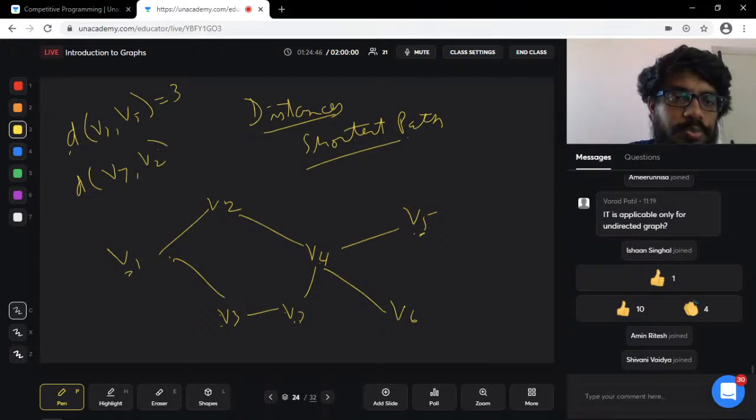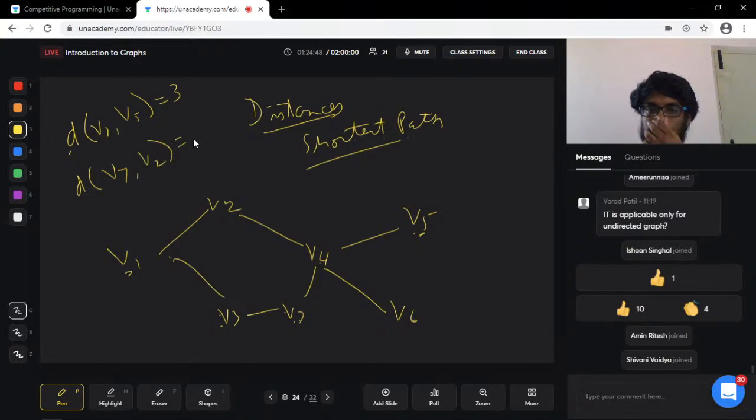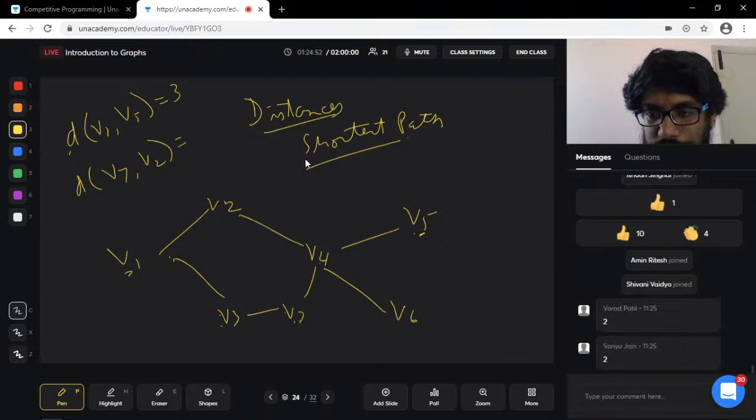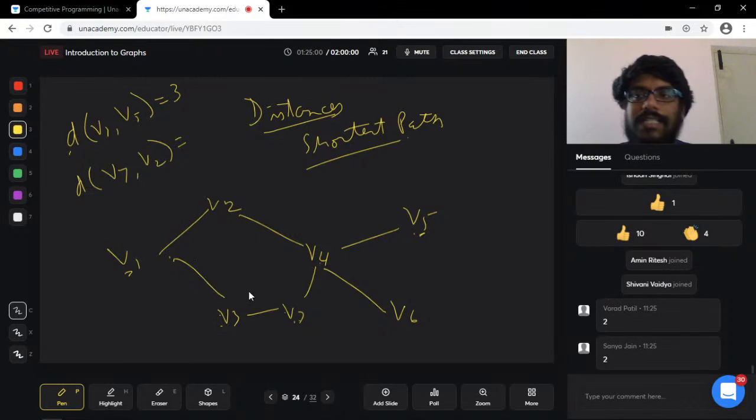What is going to be D of V7 comma V2? It's 2, right? Because I can go from V7 to V4 to V2, so I travel 2 edges. I could have also gone like this, but that would take 3 edges, and it's a longer path which I don't want. So this is the distance.